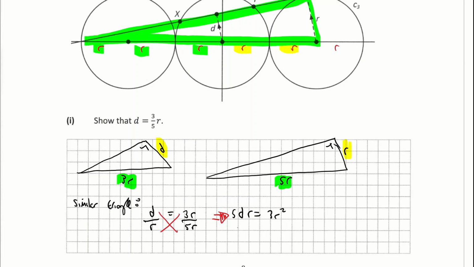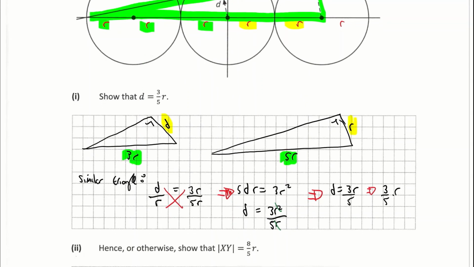And then to get d on its own, I need to divide both sides by 5r. So that gives me 3r squared divided by 5r. And you can see now that I can cancel an r into one of these r's at the top. So therefore, my final solution here is d is equal to 3 over 5 r. And again, let's just write it in the form they want. They want us to separate out that r, so 3 over 5 times r. And that is finding the value of d.